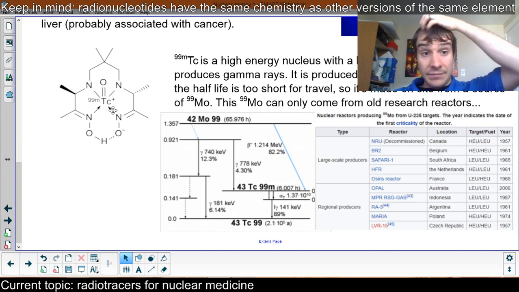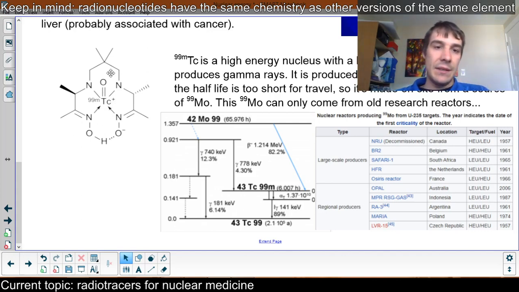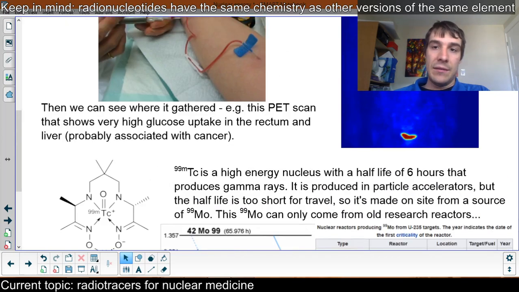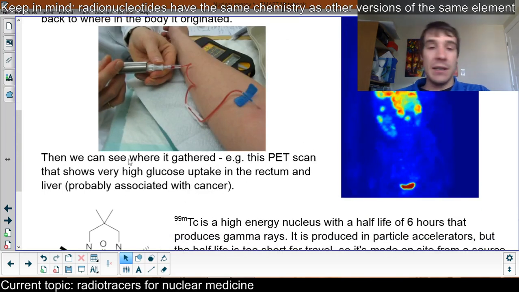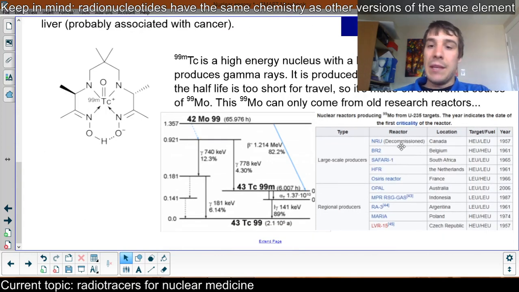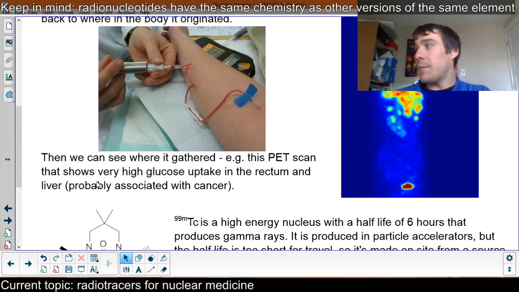And this is the chemical that they would put into you to trace to make this kind of scan. And we were making a bunch of it in Canada, but then we decommissioned that reactor. So I don't know what they're going to do when more of these reactors start going offline. But someone's got to figure something out there.